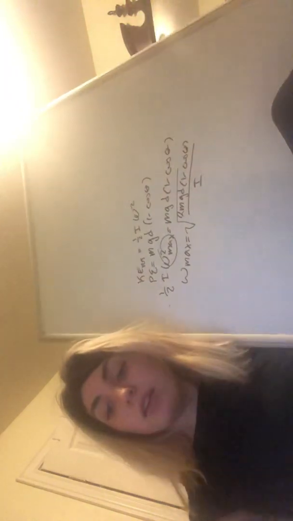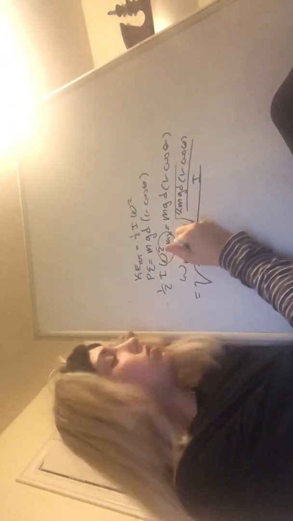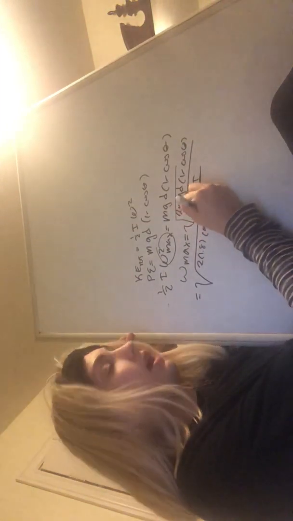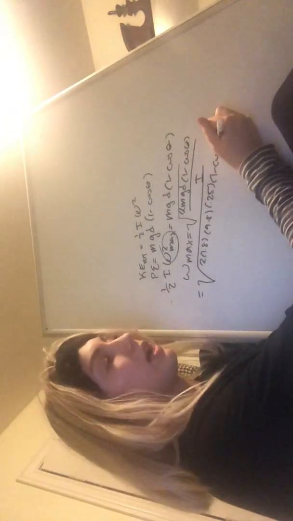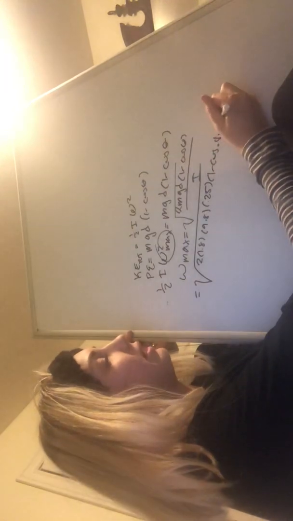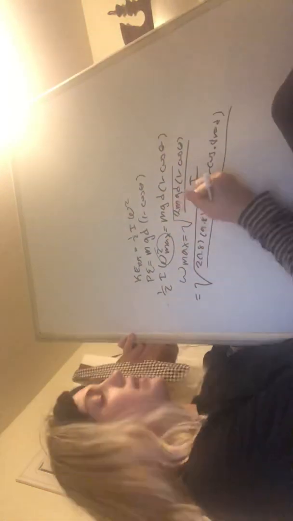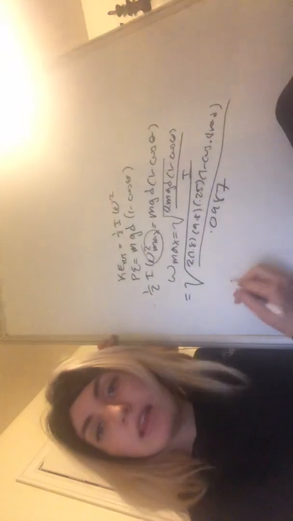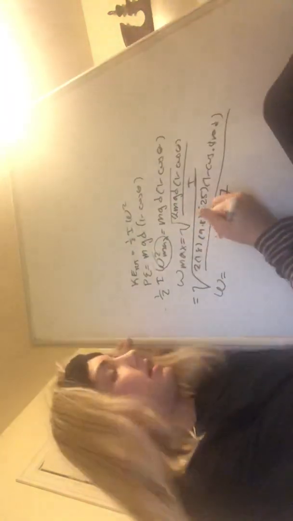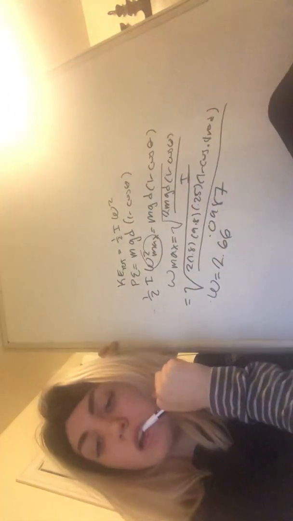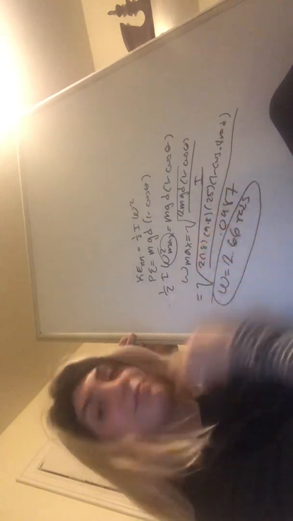And then just to plug everything in, all the stuff that we were given, that would be root 2 times 1.8 multiplied by gravity, 9.8 times 0.95, and then 1 minus cosine 0.4 radians, all divided by, it's kind of messy, 0.0987 from what we found in part A. And then if you do those calculations, you get that the max angular speed is 2.66 radians per second. There it is.